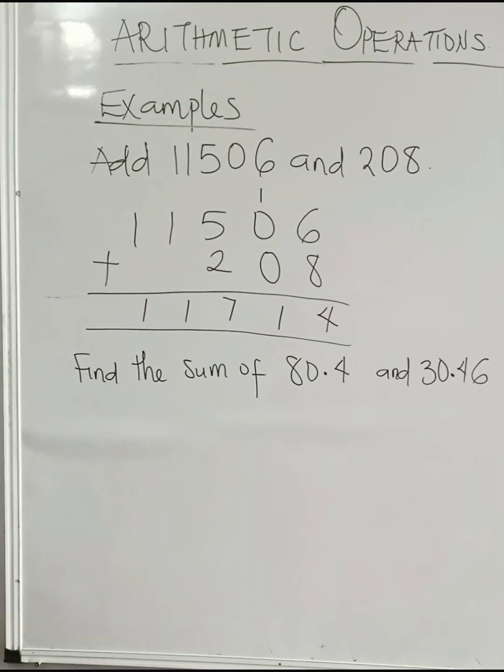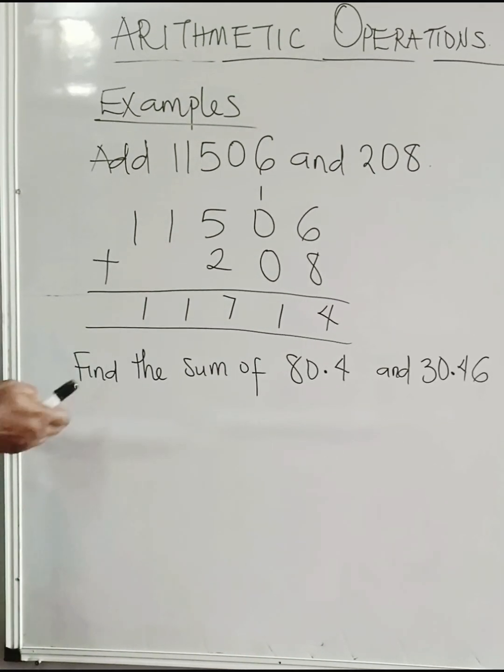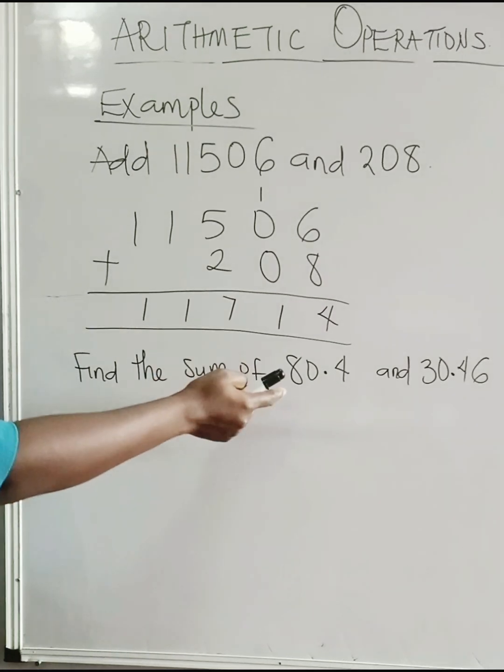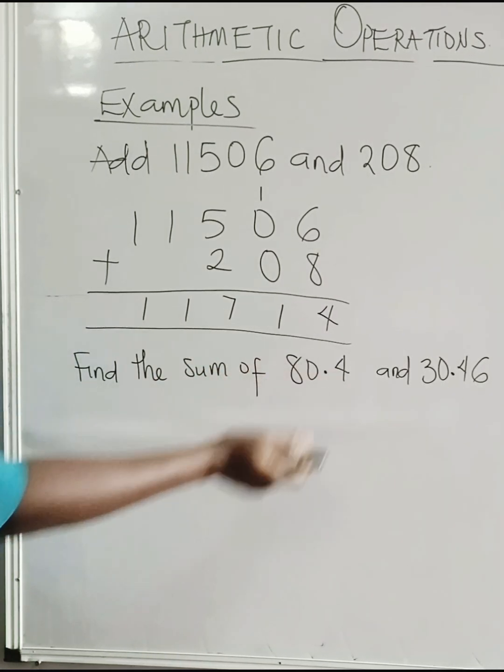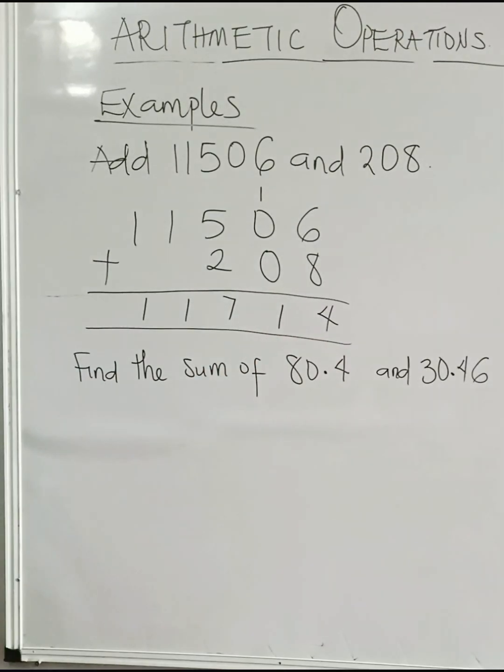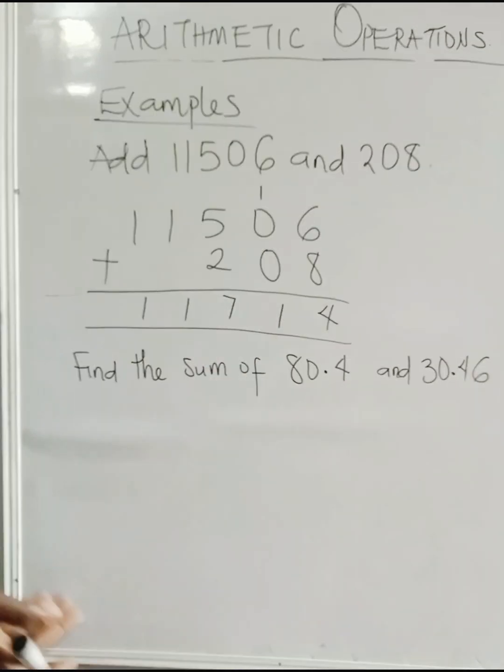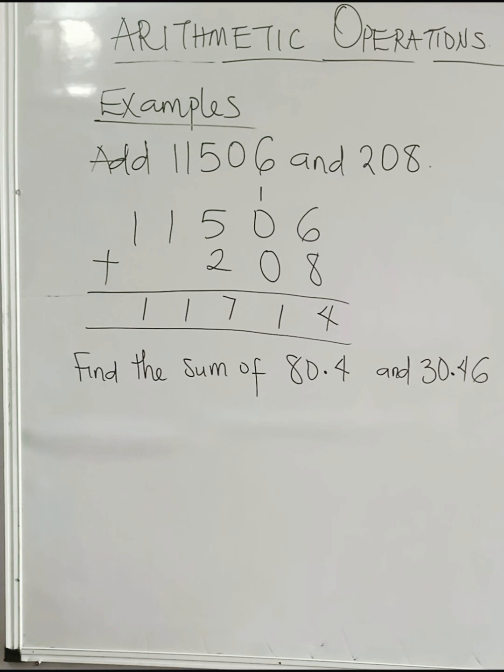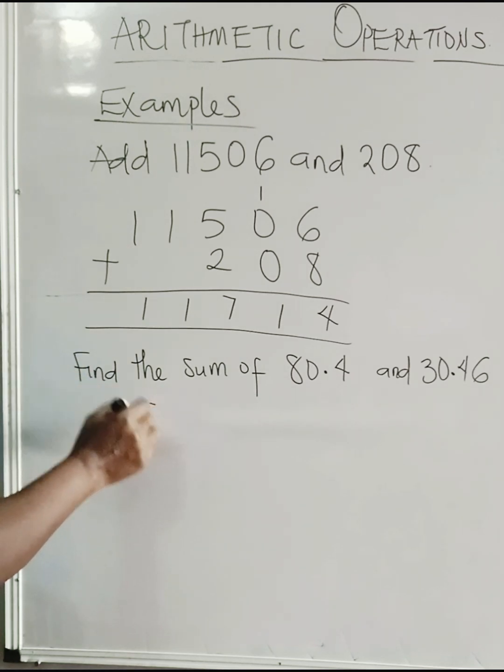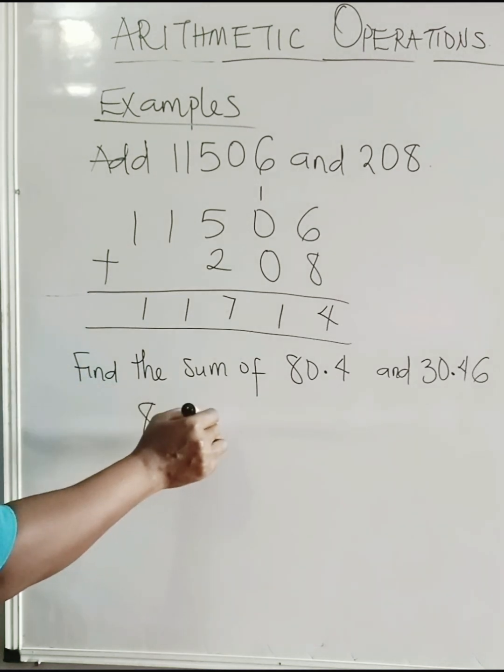We have an interesting question here as a third example. It says we should find the sum of 80.4 and 30.46. The only difference is the decimal point, but should that cause us to worry? No. We are still going to arrange these values according to the place value rules. So now let us bring our larger number, which is 80.4. We arrange it accordingly.